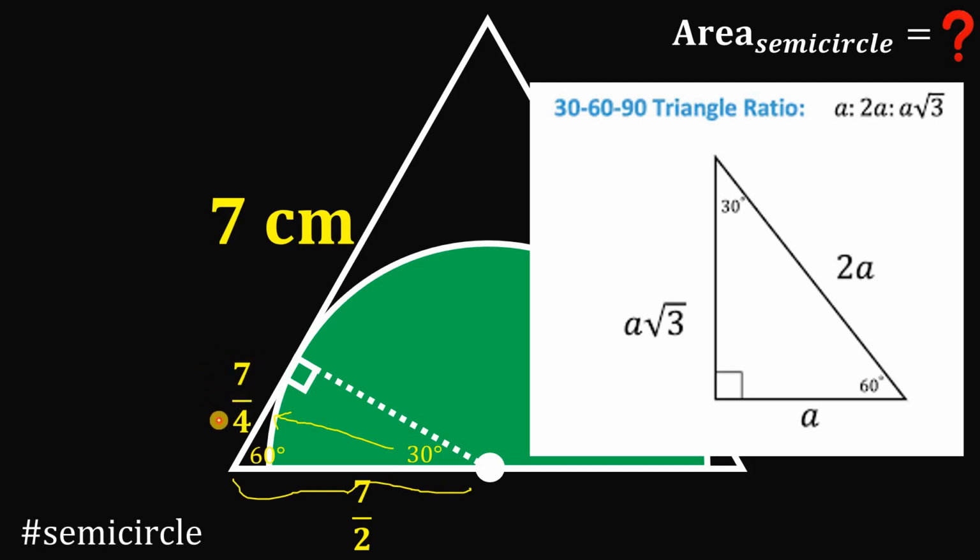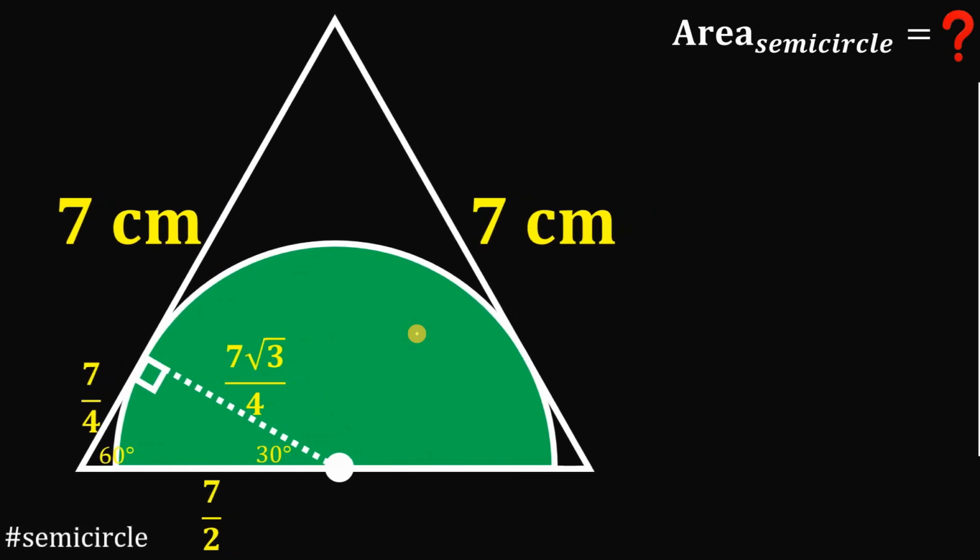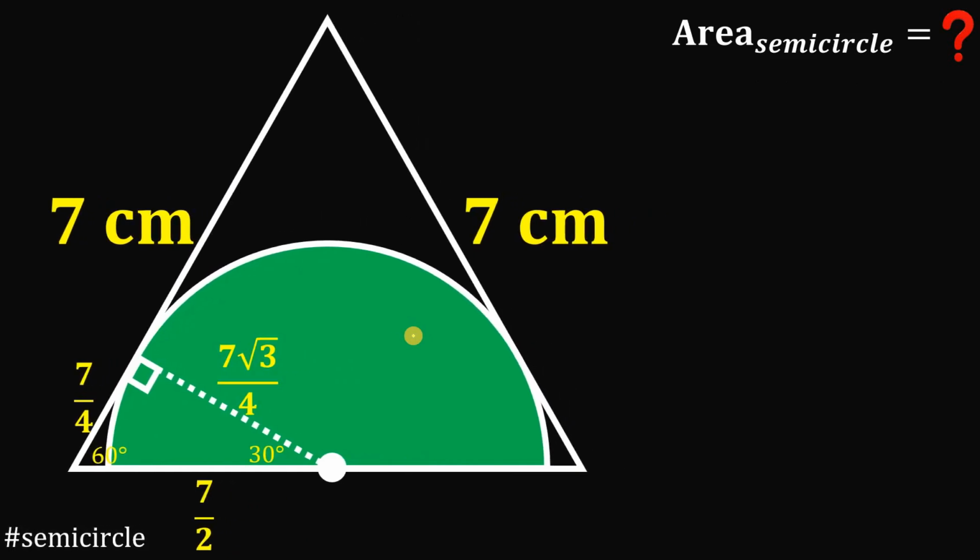And since this 7 over 4 is the shorter leg of this right triangle, the longer leg must be equal to 7 over 4 multiplied by square root of 3. So this will give us 7 times square root of 3 all over 4. And now take note, this length, 7 times square root of 3 over 4, is also the radius of this semicircle. So we can now get the area of this semicircle because we now know the radius.